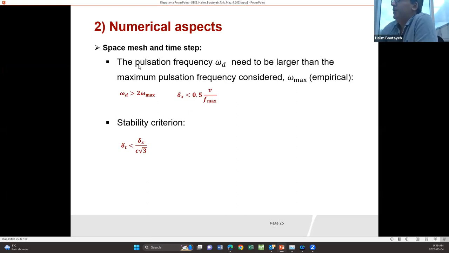The space mesh and the time step. The pulsation frequency that we mentioned before, omega_d, needs to be larger than the maximum pulsation frequency considered, omega_max. From empirical analysis, we found that omega_d should be at least larger than 2 omega_max. From this, after some algebra, we found that delta x should be smaller than 0.5 v over f_max, where v is the speed of motion. For low speed, we need delta x to be very small, and if we have to reduce delta x, we also have to reduce delta t based on the stability criterion.